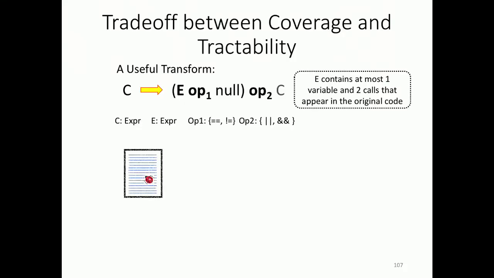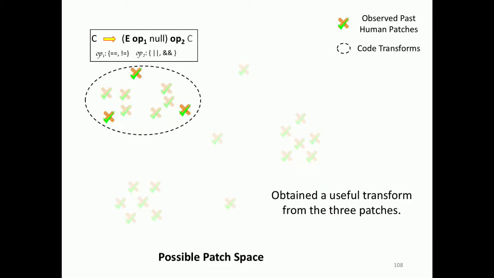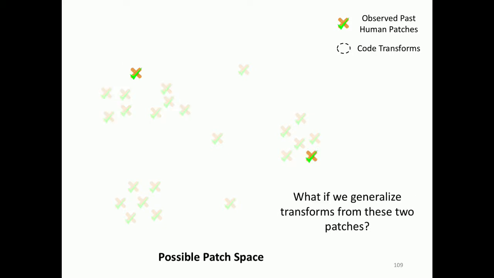This time, we get very lucky because this transform is very useful for fixing null-pointer exception errors, because it gives us a nice trade-off between coverage and tractability. It can generate correct patches for many errors, while at the same time the search space size remains tractable. So this time we get lucky, but are we always going to be lucky here? What would happen if we do the generalization from those 2 patches? Here's what would happen.